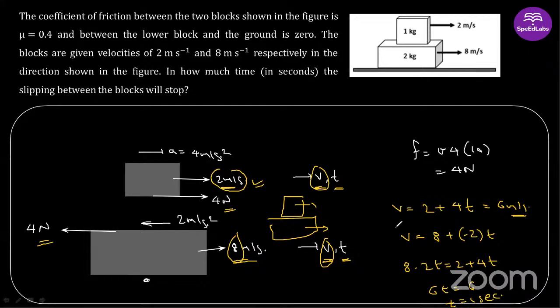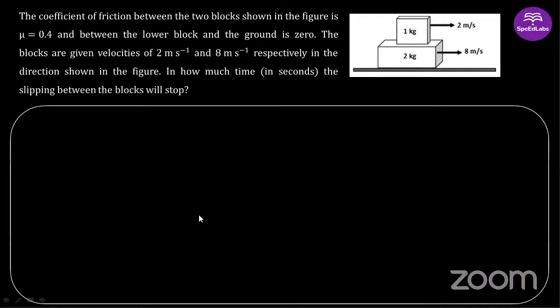So I just wrote the equation v is equal to u plus at for both, and eventually solved that for time. And I got 1 second, and the common velocity will be 6 meter per second. Is it clear? I'm moving to next question now.